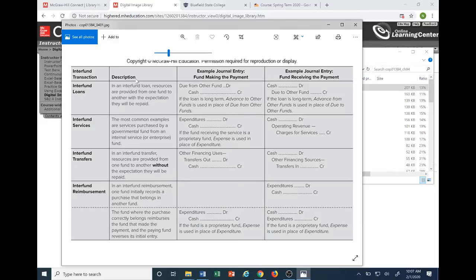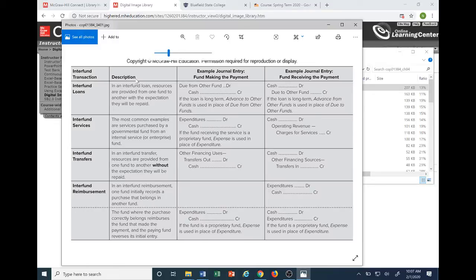So interfund loan, what do we expect? If we're given an interfund loan, what are we expecting? What does that mean? You're loaning money from another part of the government. Right, we want our money back, so we're going to set up a due from, and then a due to from the receiving fund.